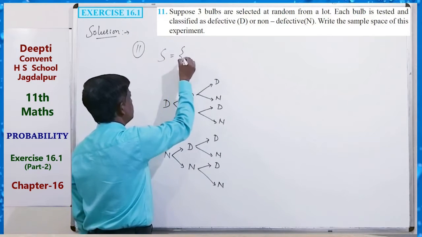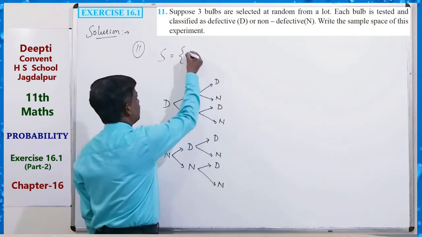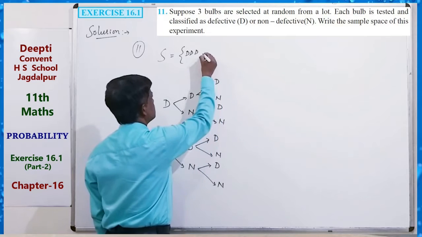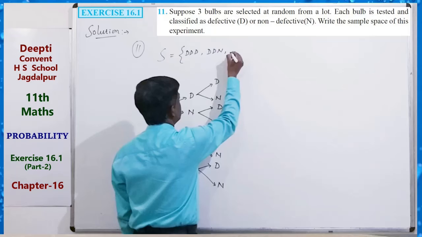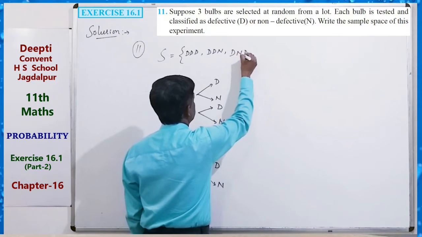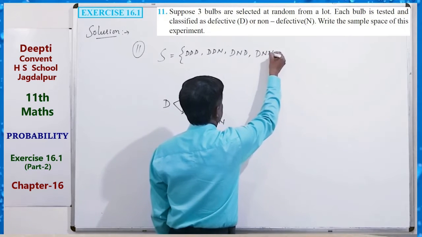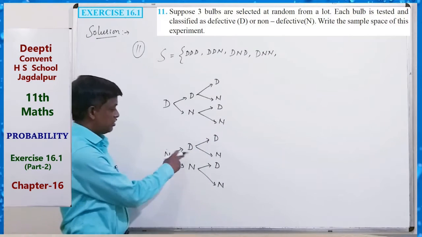Sample space will be what? D, D, D. First time. Maybe this, D, D, N. Maybe this, D and D. Maybe this, D and N. That is 4. And the remaining 4 are this.